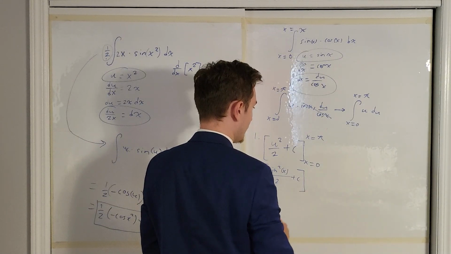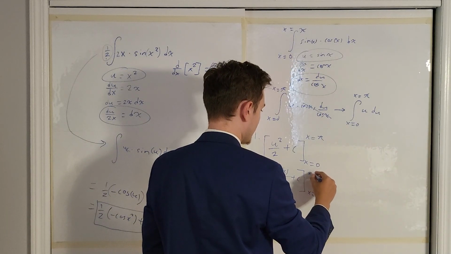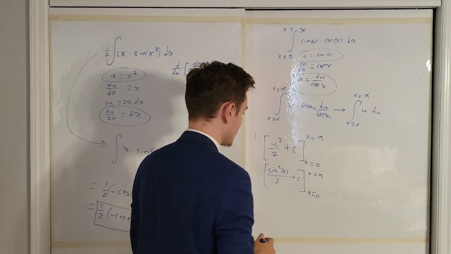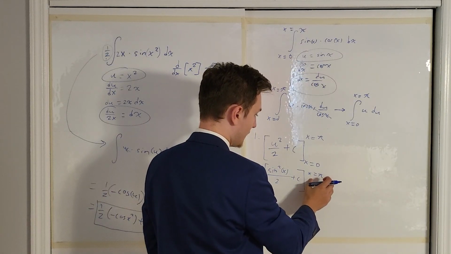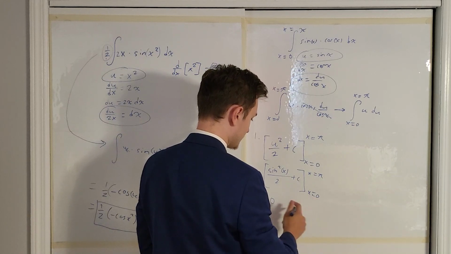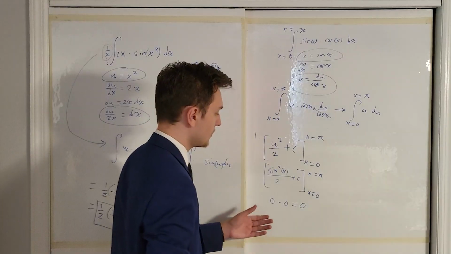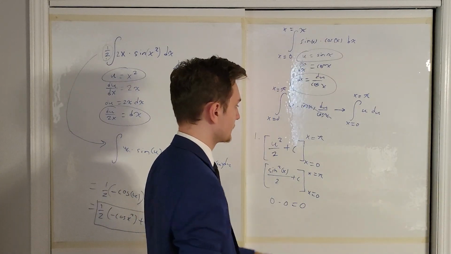And we know how to evaluate definite integrals. We evaluate the integral at x equals 0, we evaluate it at x equals pi, we subtract the two. So sine of pi is 0. 0 squared is 0. So we have 0 minus sine of 0 again is 0. So our definite integral evaluates to 0.